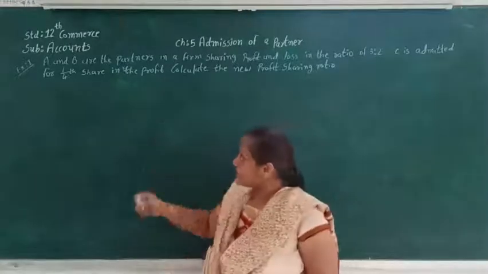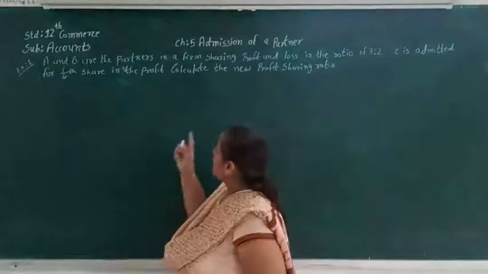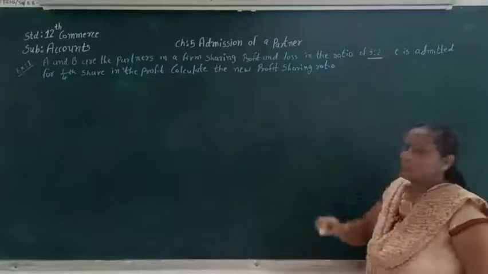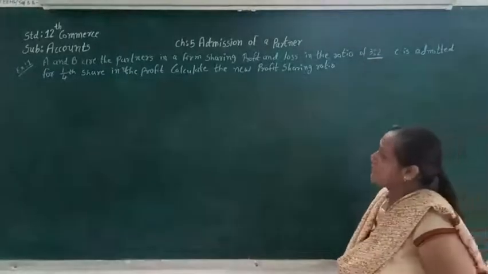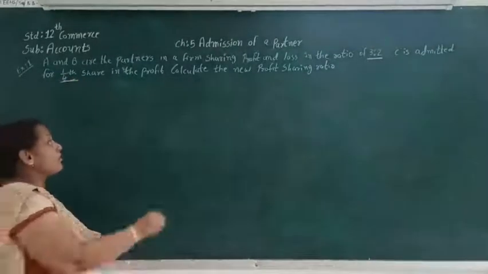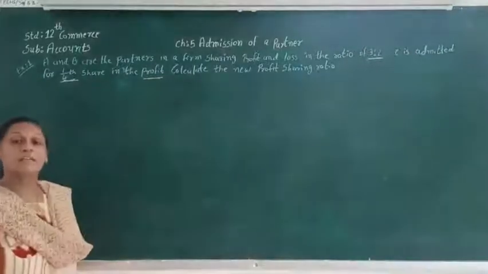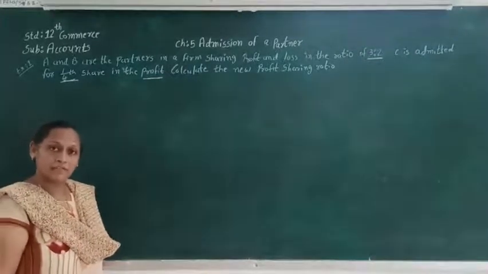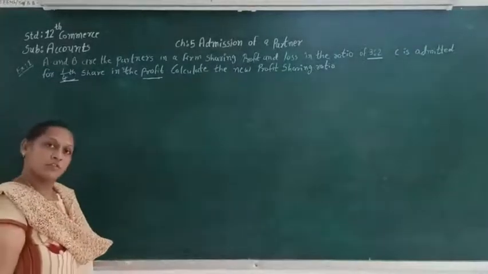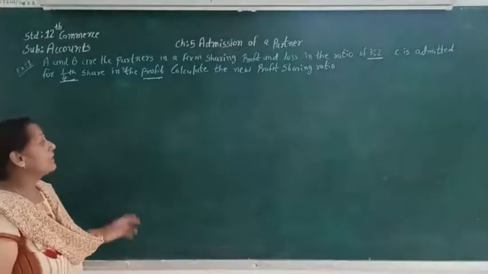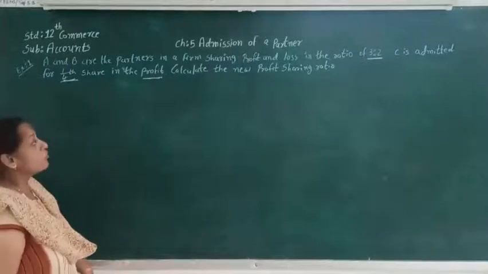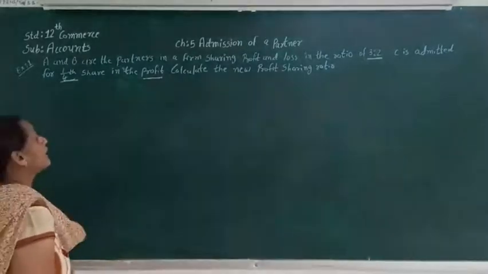Here we can see that A and B are partners in a firm sharing profit and loss in the ratio of 3:2. C is admitted for a 1/4 share in the profit. Here, in the profit means the total profit of the partnership firm. So from the partnership firm, a straight 1/4 share is supposed to be given to partner C, and then calculate the new profit sharing ratio.